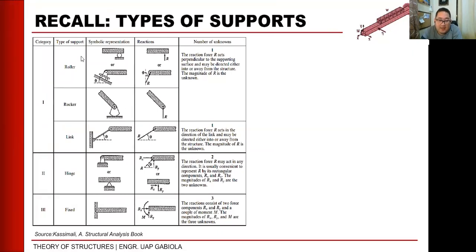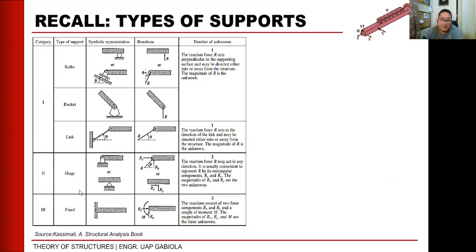Then we have yung second category natin which is hinge or yung natawag nating pin, which restrict our structure to move on both the horizontal and vertical direction. So hindi tayo pwedeng mag-translate o mag-move back and forth or to the left or to the right, and also vertical movement or yung upward downward motion ng mismong section natin, anong member natin. Ang inaalaw lang niya is rotation. Okay? So, kaya dalawang unknown forces yung meron siya.